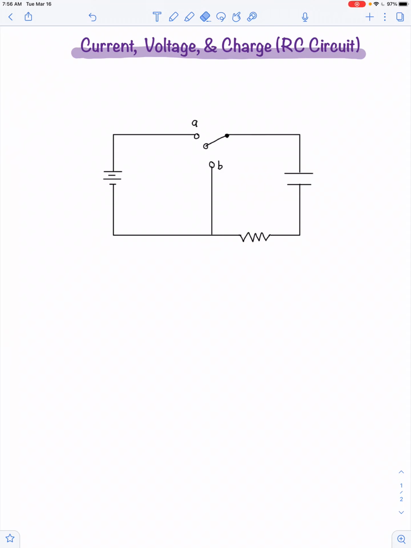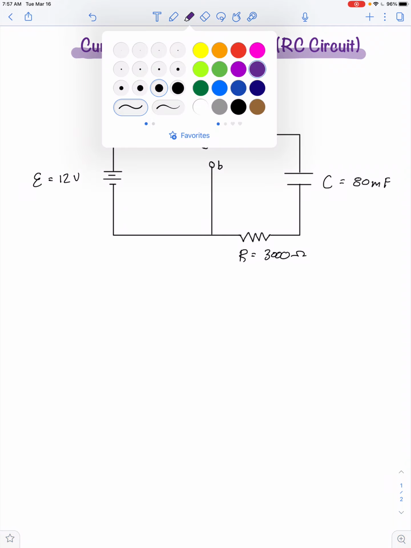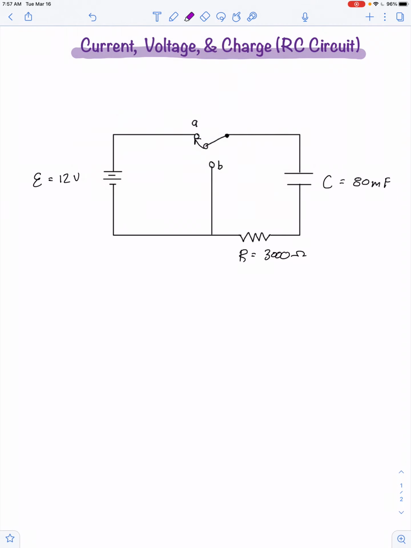Suppose we have an ideal battery with an EMF of 12 volts and a circuit that includes a capacitor with capacitance, we'll say 80 millifarads, and a resistor whose value we'll set at 3,000 ohms. The capacitor is initially uncharged, and we throw the switch into position A. Now you know that means we create a dead branch here in the circuit.